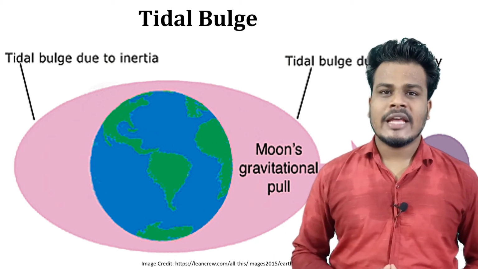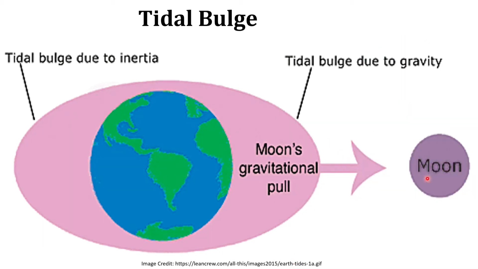Let's discuss this with the help of a diagram. As you can see in this diagram, this is the moon and this is the earth. Due to the moon's gravitational pull, the water of the earth from this side is pulled towards the moon. So there is one tidal bulge due to the gravity of the moon. On the other side, there is also one tidal bulge taking place due to inertia, or I can say due to centrifugal force. The centrifugal force is the force that is moving away from the center.